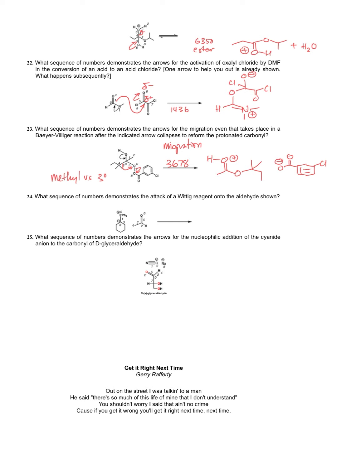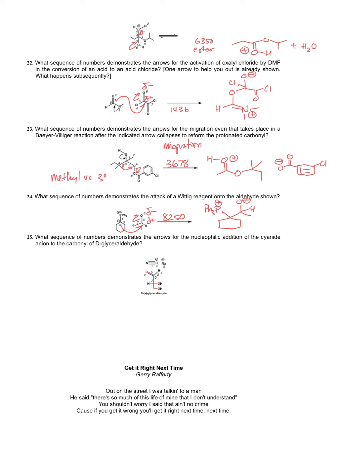24 is asking you what is the sequence of numbers that demonstrates the attack of the Wittig reagent on the aldehyde. So the negative charge is on 8, so it has to start at 8. We know from a nucleophilic addition to a carbonyl, the carbonyl carbon's positive, so 8 to 2, and then 5 to 0. We end up with that intermediate that will subsequently collapse to form the alkene.